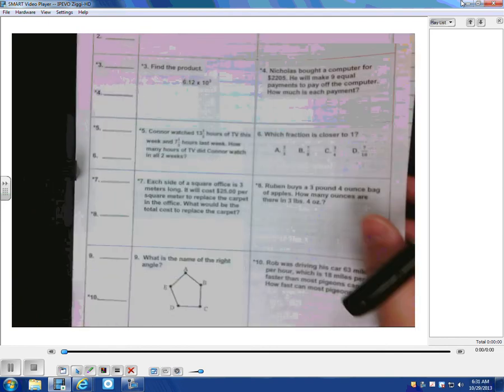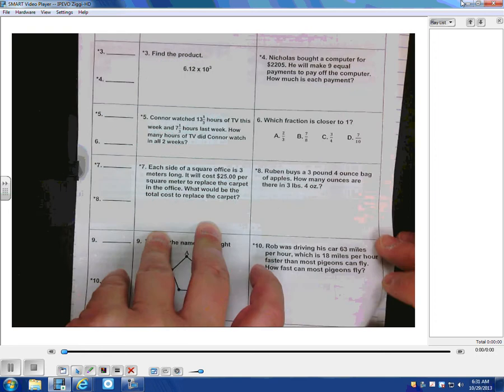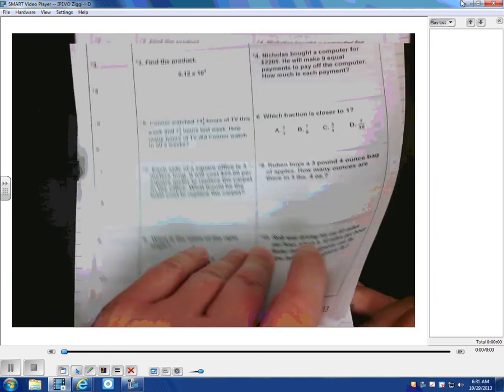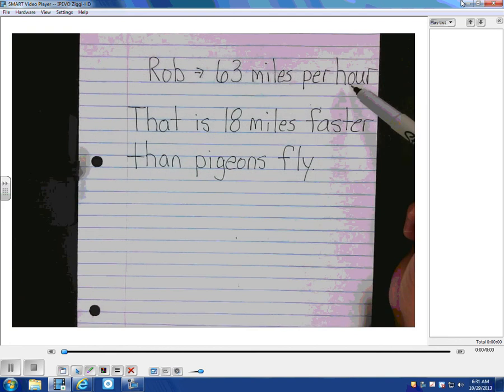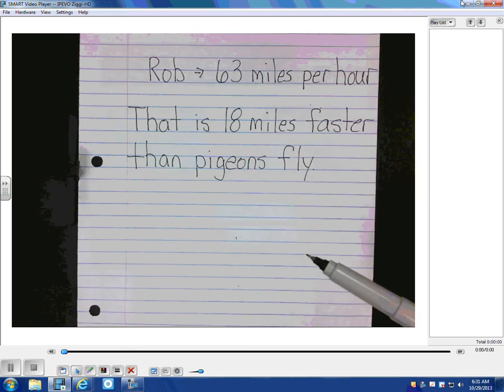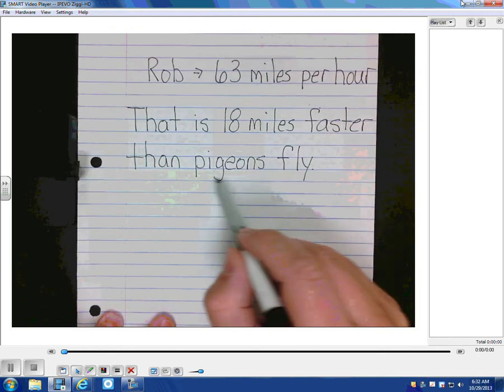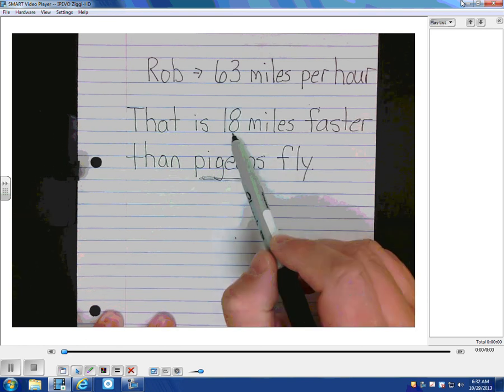And the last question, number 10. Rob was driving his car 63 miles per hour, which is 18 miles per hour faster than most pigeons can fly. How fast can most pigeons fly? So again, he could drive his car 63 miles per hour, which is 18 miles per hour faster than most pigeons can fly. So let's look at this. He's 63 miles per hour, and that's 18 miles faster than a pigeon can fly. So how are we going to determine how fast the pigeons can fly? We know he can go 63, but we know that's 18 miles per hour faster than what pigeons can fly.